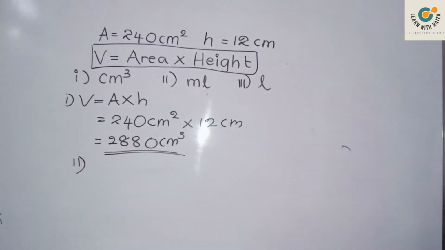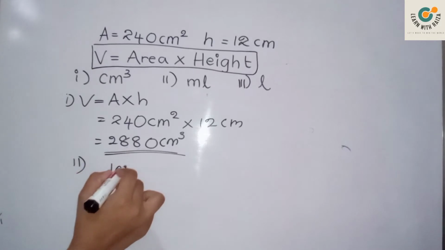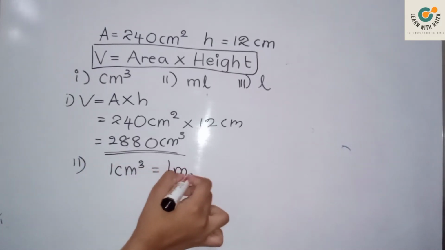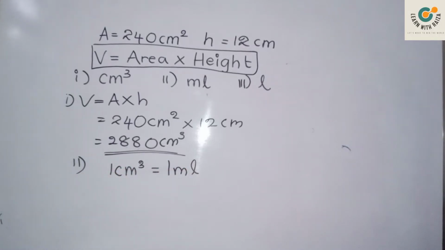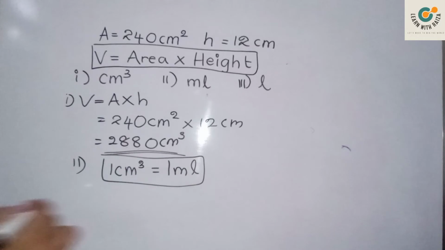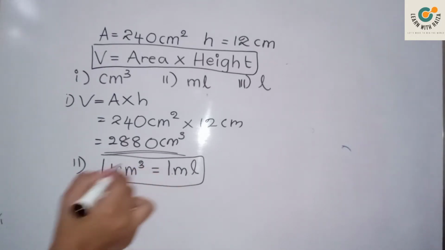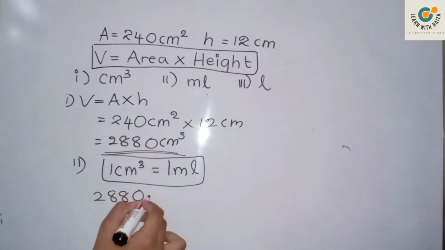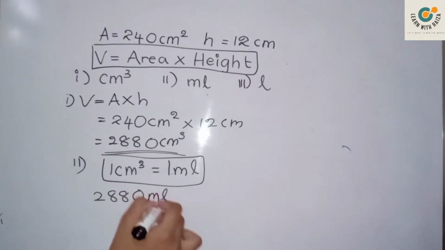For this you should know the relationship between cubic centimeter and milliliter. 1 cubic centimeter is equal to 1 milliliter. This is the relationship. So if 1 cubic centimeter is 1 milliliter, 2880 cubic centimeters is also 2880 milliliters. That is the answer for the second one.